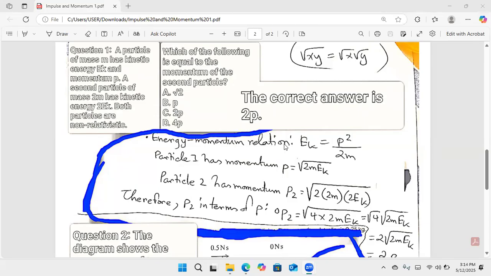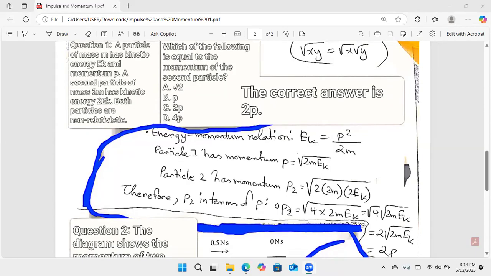Energy momentum relation: Ek equals p squared by 2m. Particle 1 has momentum p equals root over 2m Ek. Particle 2 has momentum p2 equals root over 2 into 2m into 2 Ek. Therefore, p2 in terms of p equals 2p. The correct answer is 2p, option C.